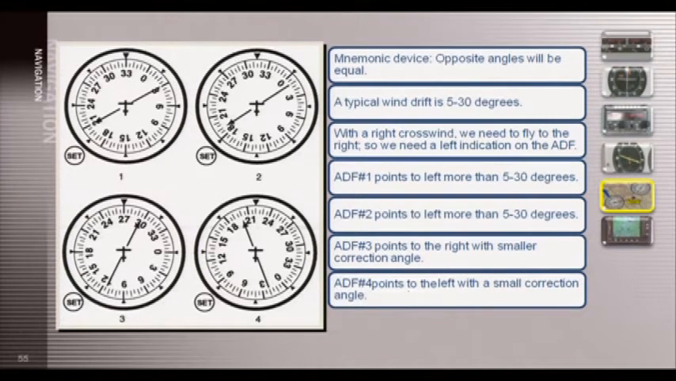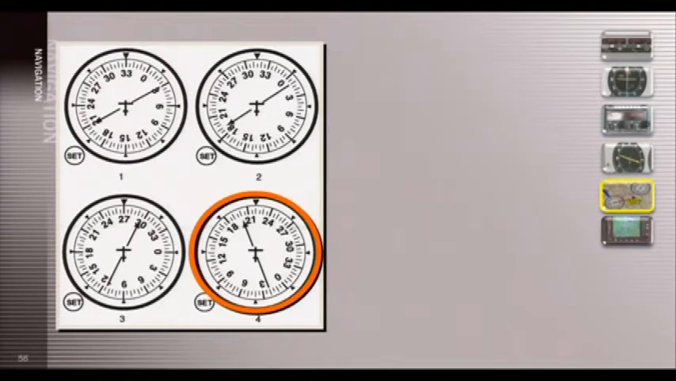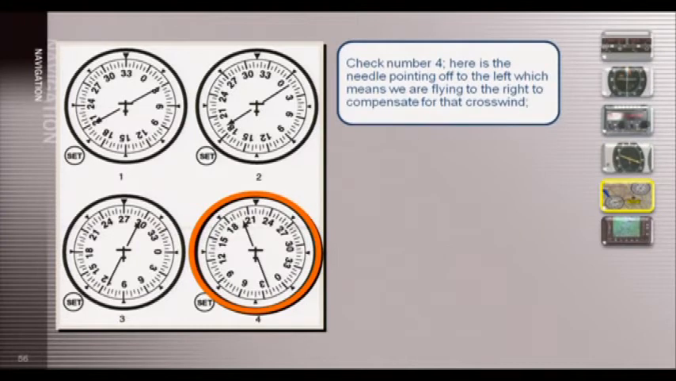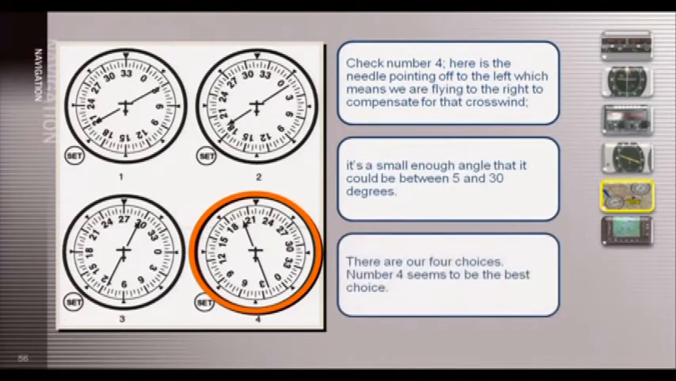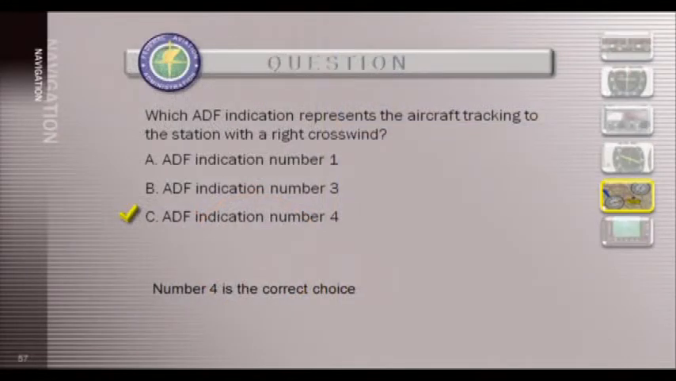Here's the needle pointing off to the left, which means we're flying to the right to compensate for that crosswind. It's a small enough angle that it could be between our 5 and 30 degrees. Now these are our 4 choices. Number 4 seems to be the best bet. Which ADF indication represents the aircraft tracking to the station with a right crosswind? Well, that's C, the number 4.